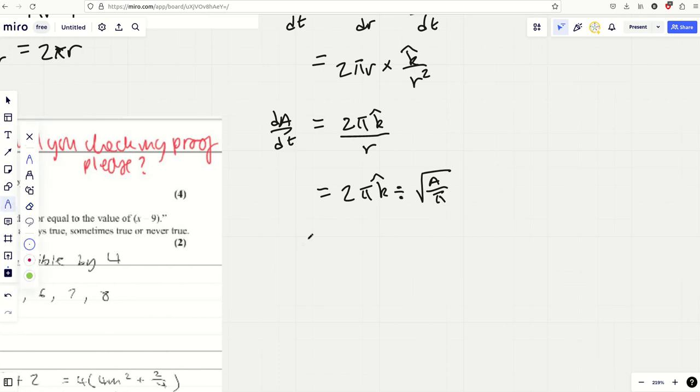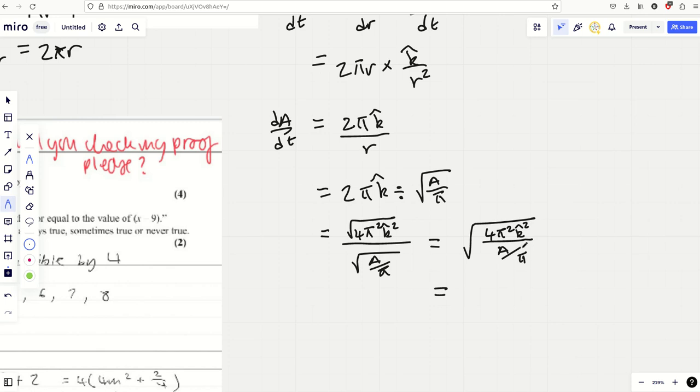Okay, right, and now it's just a case of fiddling around with the algebra, and if we wrote this all as a square root of 4 pi squared k hat squared, we can write it like this over the square root of a pi. Then we can write it in one single square root, and we can do the 4 pi squared k hat squared, and we can simplify that with the a over pi, because basically it's going to become times by pi over a. And so what do we end up with? We end up with a square root over 4 pi cubed k hat squared over A.